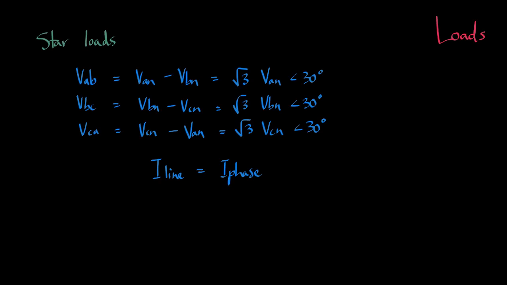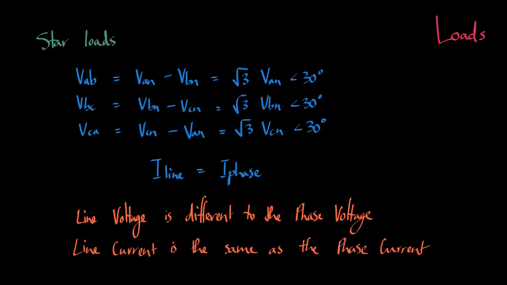Three-phase balanced loads operate very similarly to sources in both star and delta. However, this time it's the phase impedances that are equal in magnitude and in phase. For star loads, here are the voltage and current values. In summary, the line voltage is different to the phase voltage, but the line current is the same as the phase current.